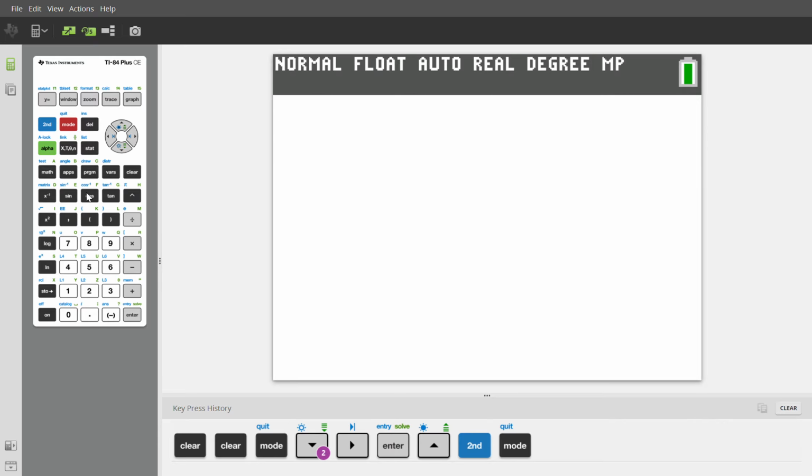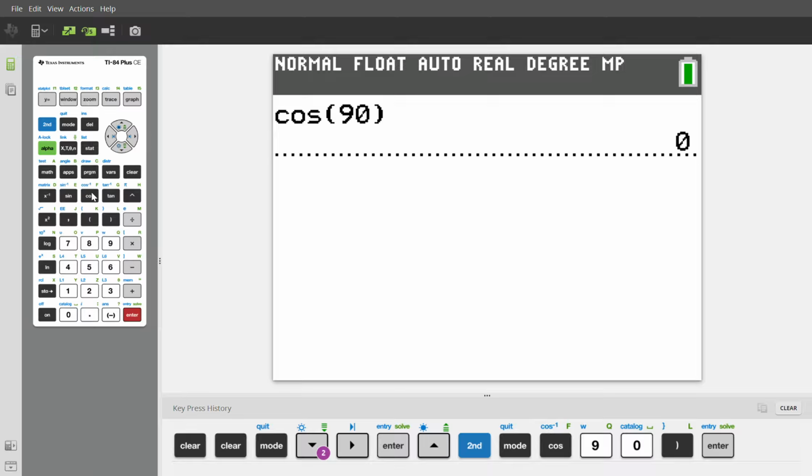So now if I wanted to calculate the cosine of 90 degrees, I would just type in cosine of 90 and it would give me that value. All right. Now, if you notice, there is a sine, a cosine, and a tangent button on this calculator, but there is not a cosecant, secant, or cotangent button.